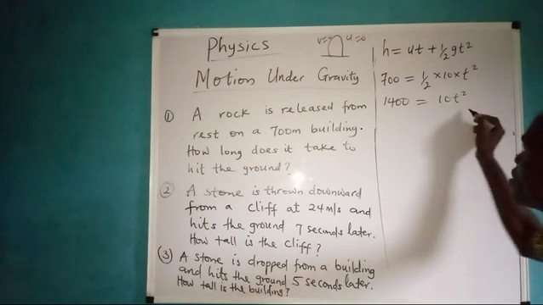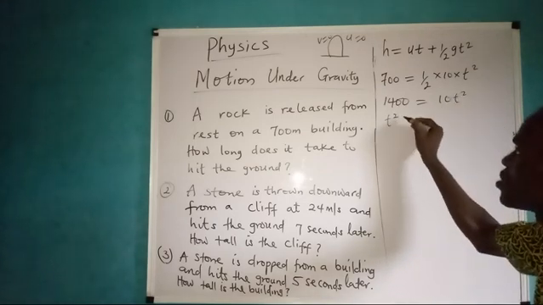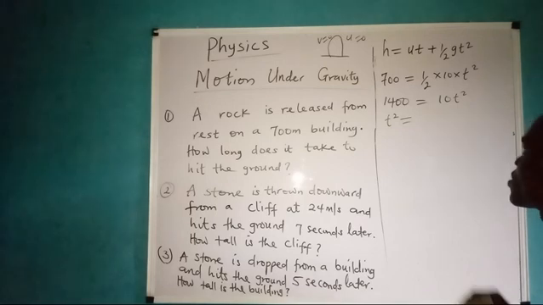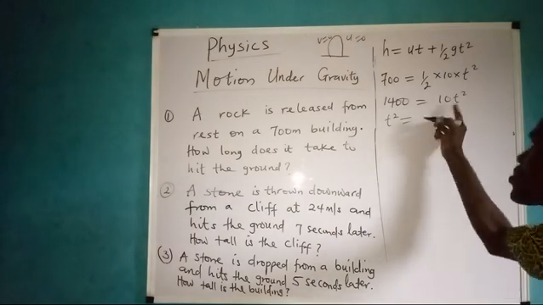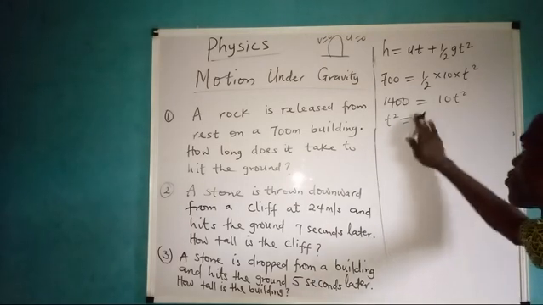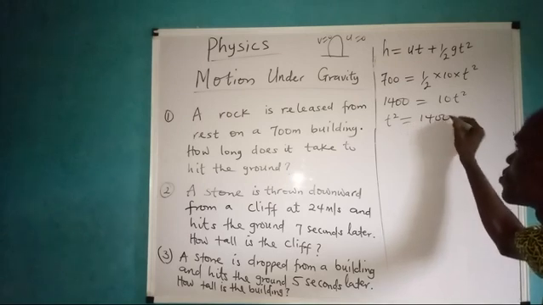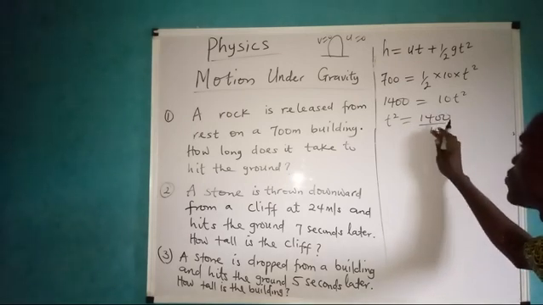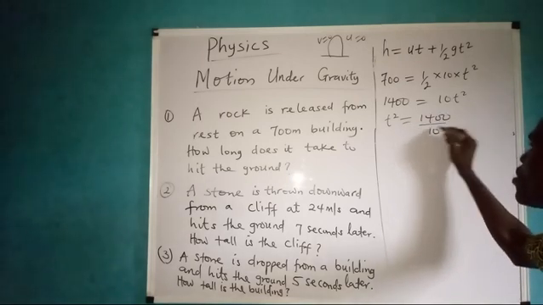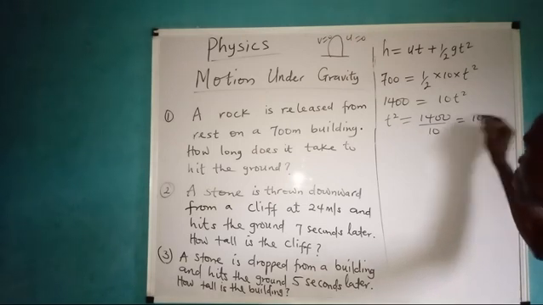Now I have to make t squared the subject, and after which I will divide this side by 10. So 1400 divided by 10, and when I do that, I will have 140.